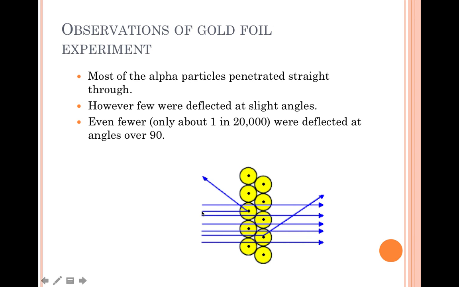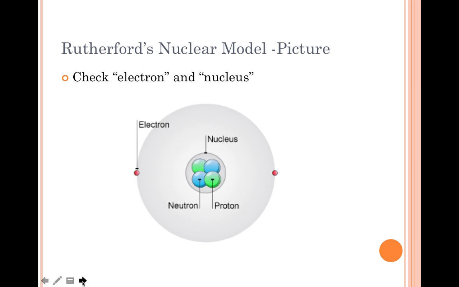Every once in a while, the alpha particle will be heading straight for a nucleus, and it will be bounced all the way back. So that model, where you have this very teeny positive nucleus and pretty much empty space except for some electrons racing around out here, could explain the results of his experiment. So that was his theory.